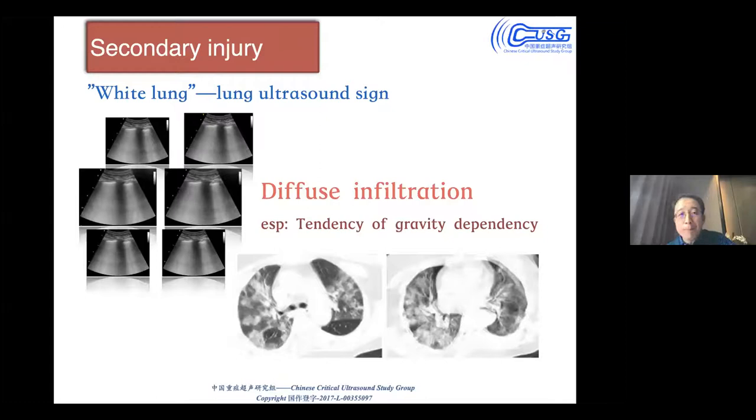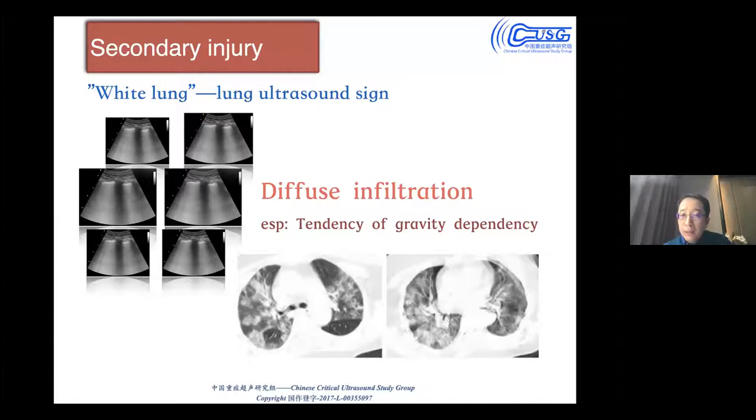And then the secondary injury. You can see two important findings. The first one is the white lung. The lung ultrasound sign tells us it's a totally white lung, every area of the lung is B line. But the thin slice CT scan tells us it's a diffuse infiltration, and the key point is the tendency of gravity dependence. It's very, very obvious. So it's not the primary injury. Maybe it's a secondary injury.